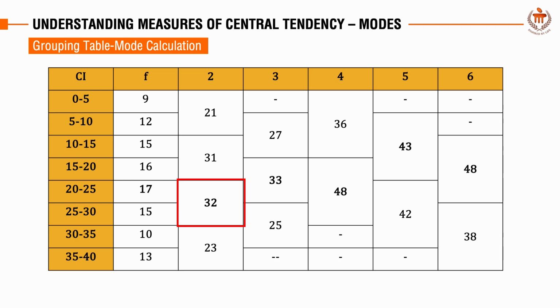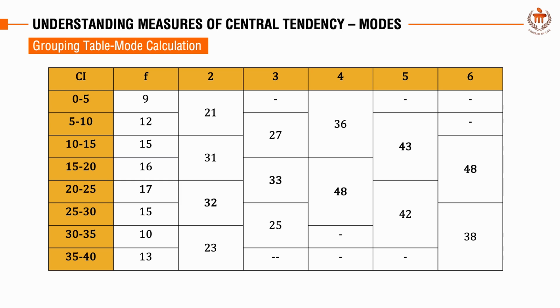And 32 belongs to which class intervals? 20 to 25 and 25 to 30, because you got 32 by the sum of 17 and 15. So in column 2, the highest figure is 32, which is because of 20 to 25, 25 to 30. In column 3, the highest value is 33, because of 16 plus 17, and that is because of 15 to 20, 20 to 25.